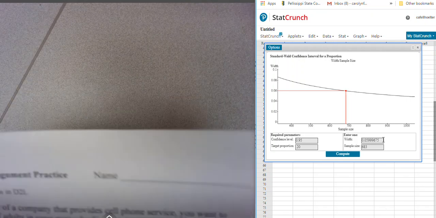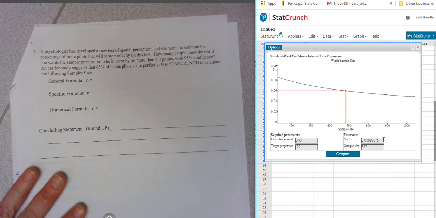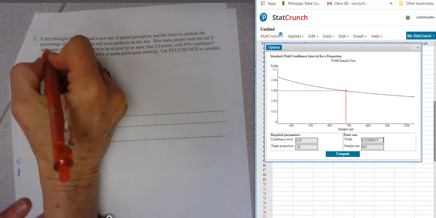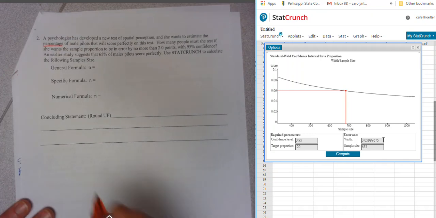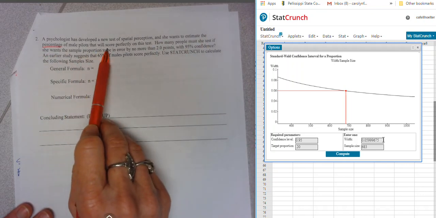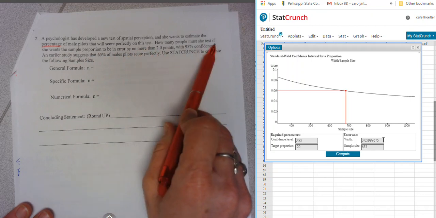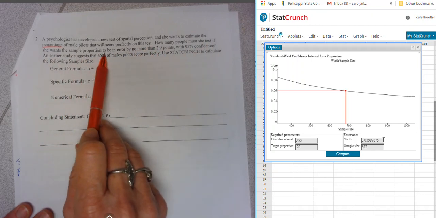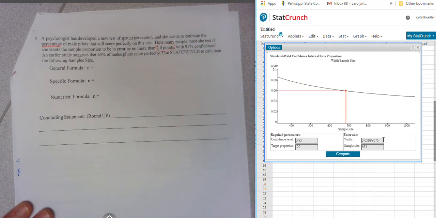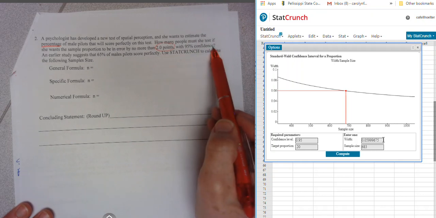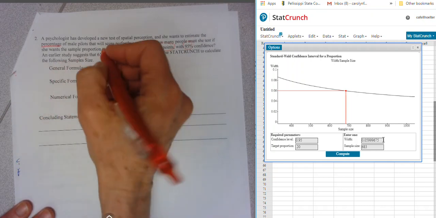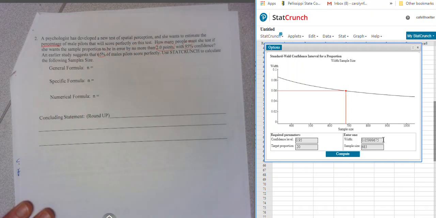This is a new problem. I'm going to underline what's important here. It says a psychologist has developed a new test of spatial perception, and she wants to estimate the percentage. So here's the word percentage that tells me we're going to proportion stats in StatCrunch. She wants to estimate the percentage of male pilots that will score perfectly on this test. How many people must she test if she wants the sample proportion to be in error by no more than 2 percentage points, with 95% confidence? An earlier study, and that's important too, suggests that 65% of male pilots score perfectly.